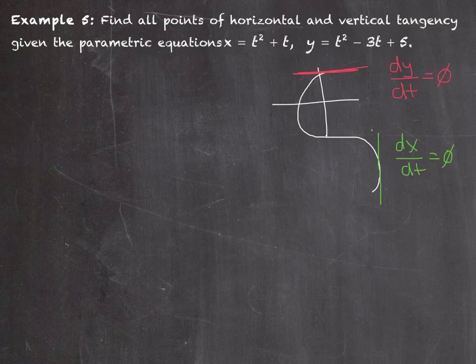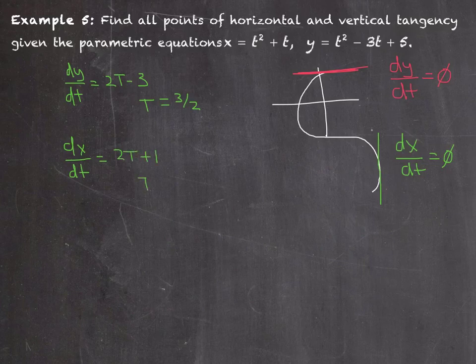So we're going to start with dy/dt, and we are going to take the derivative of that. So dy/dt is going to equal 2t minus 3. And so we are going to set that equal to 0, and we get t equals 3/2. And dx/dt is simply going to be 2t plus 1. Set that equal to 0, and you get t is equal to -1/2.